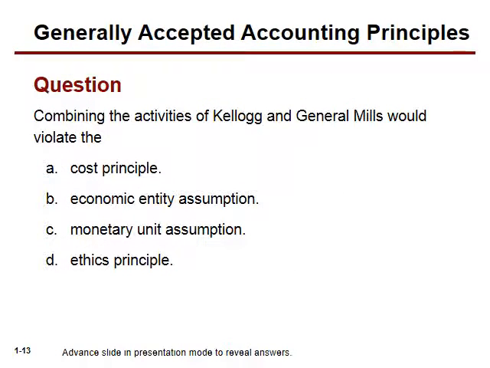Okay, so let's look at a couple questions. These might be a little too easy. I don't know that I'd put anything this easy on the midterm, but let's go ahead and take a look at some potential questions here. Combining the activities of Kellogg's and General Mills would violate what? The cost principle? B, economic entity assumption, right? We don't commingle the assets, okay?